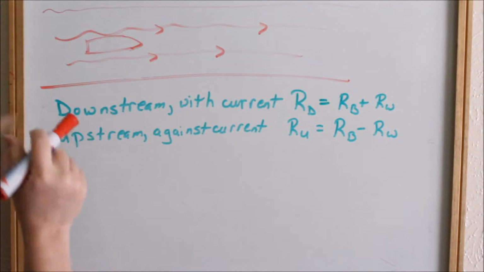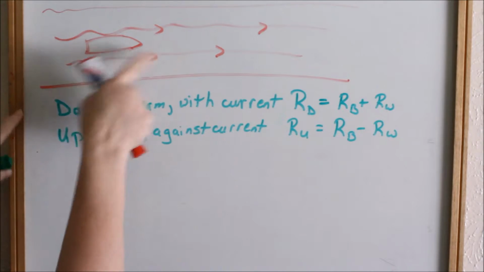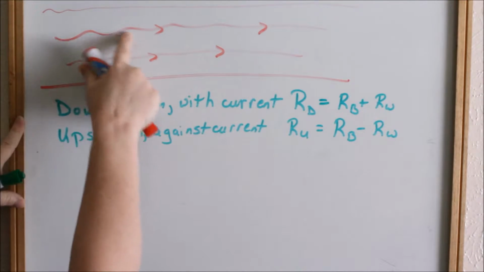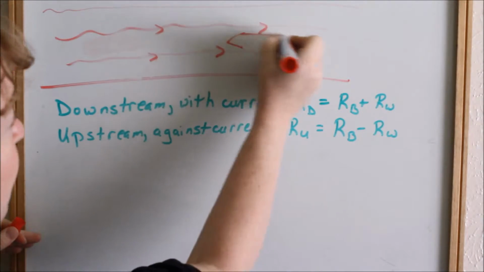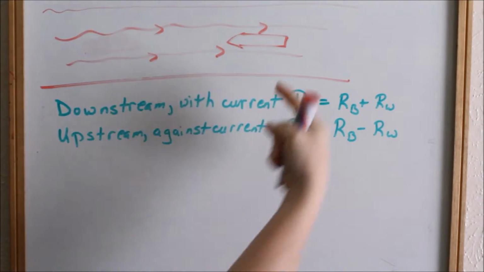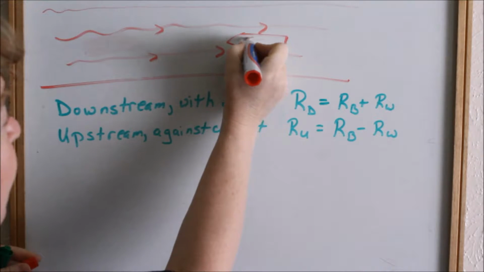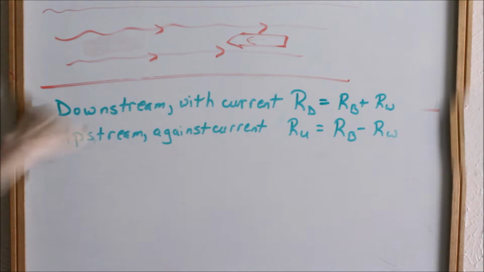because this is downstream, the boat's pointing that way. But if I was going upstream, here's my boat, and so the boat's traveling that direction and my water's going the other direction.